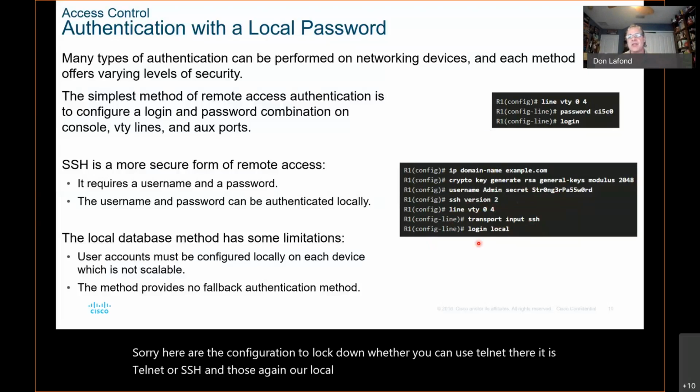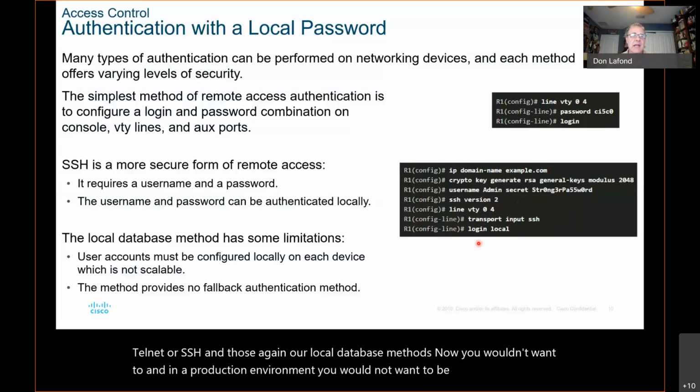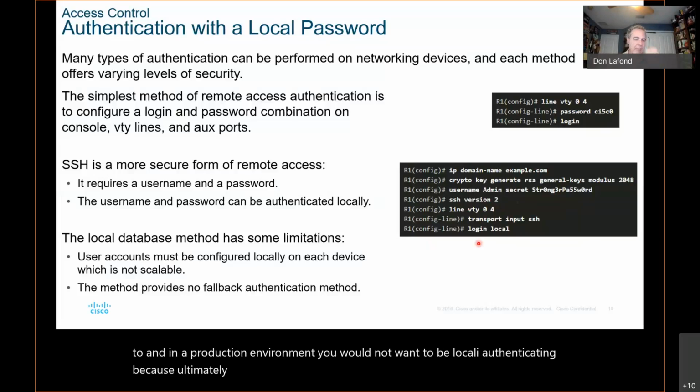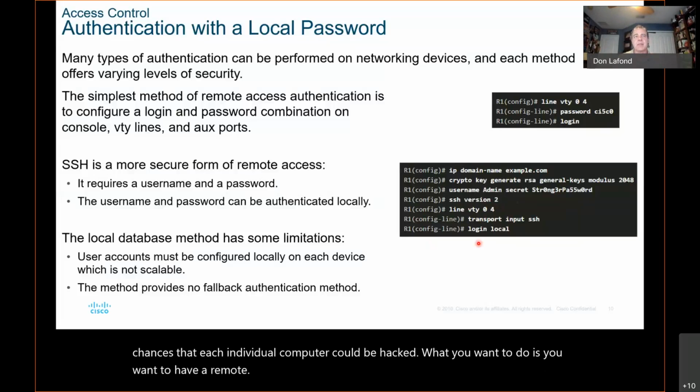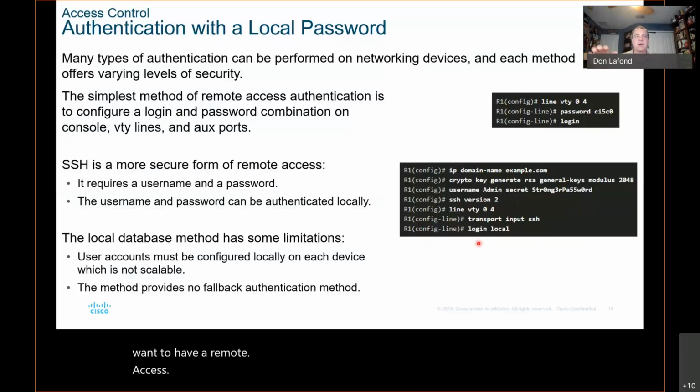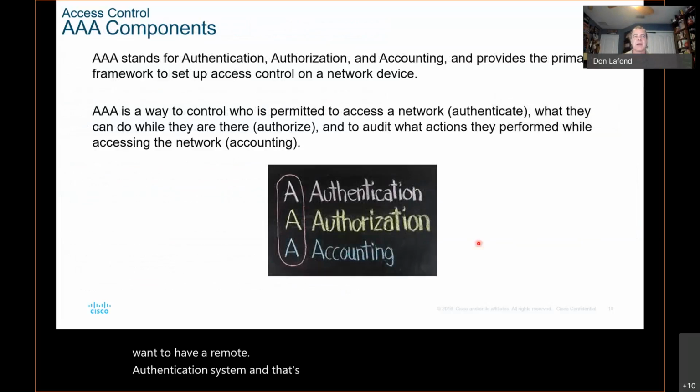Now, in a production environment, you would not want to be locally authenticating, because ultimately every single computer would have to be configured, and there are chances that each individual computer could be hacked. What you want is a remote access authentication system, and that's where the three components of AAA come into play: authentication, authorization, and accounting.